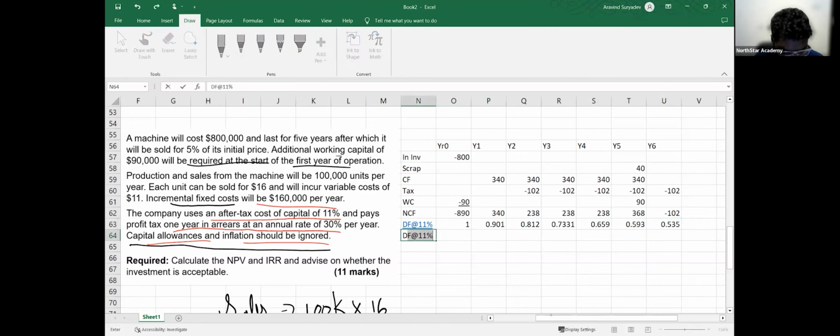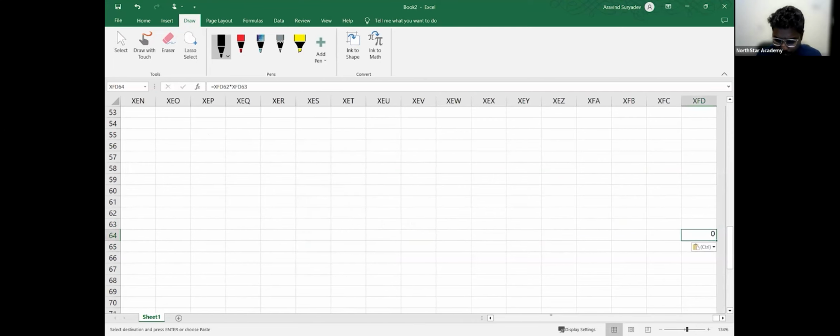Can we find out discounted cash flow? 890 into 1. Okay. For the first case. Then paste it everywhere.